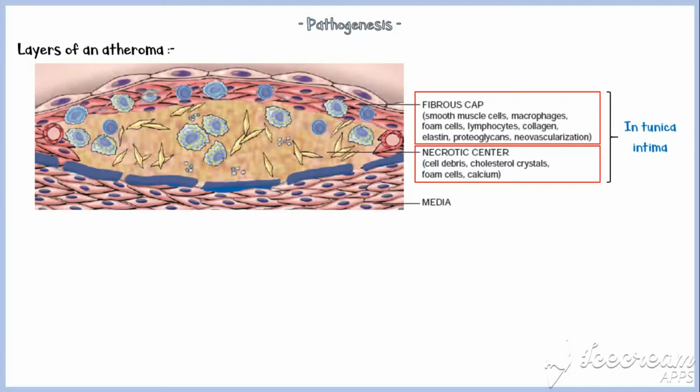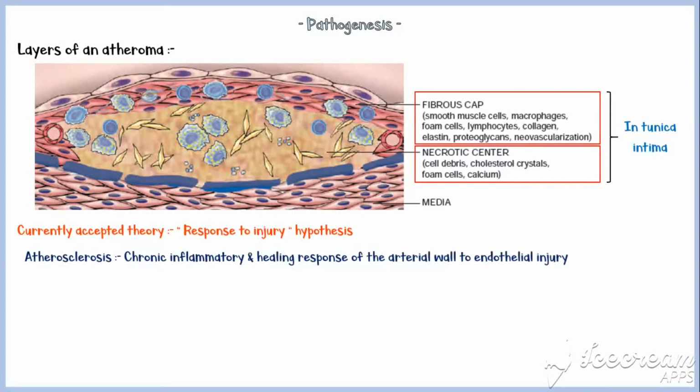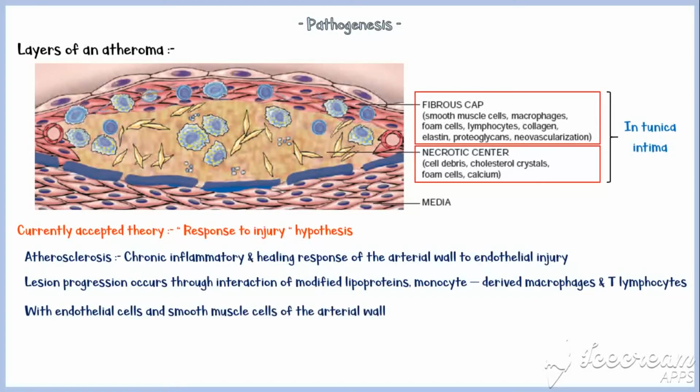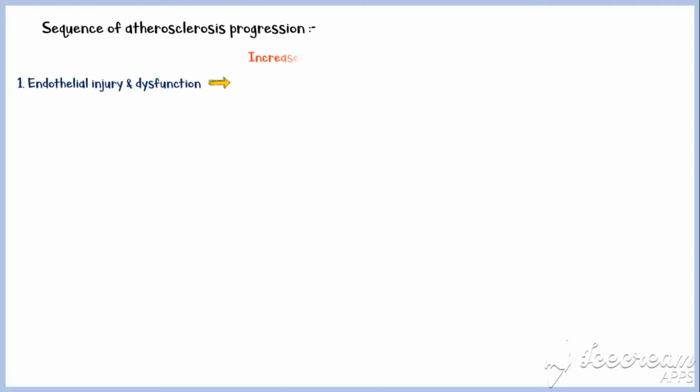The pathogenesis of atherosclerosis is not completely understood. The currently accepted theory is the response to injury hypothesis. According to this, atherosclerosis is a chronic inflammatory and healing response of the arterial wall to endothelial injury, and lesion progression occurs through interaction of modified lipoproteins, monocyte-derived macrophages, and T lymphocytes with endothelial cells and smooth muscle cells of the arterial wall. According to this hypothesis, the sequence of atherosclerosis progression is as follows. At first, there should be endothelial injury or dysfunction that leads to increased vascular permeability, leukocyte adhesion, and thrombosis.